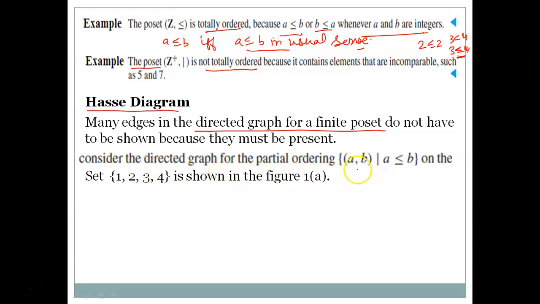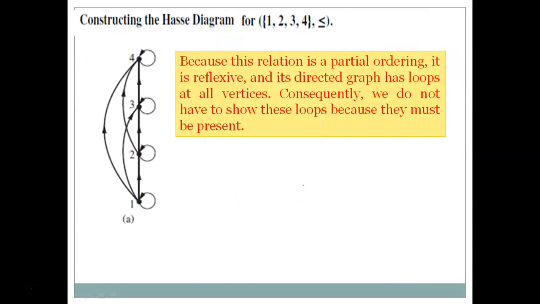Consider the directed graph for the partial ordering where A is related to B, that is, the pair A, B is in R, if and only if A is less than or equal to B, on the set 1, 2, 3, 4. That is shown in figure 1a. Here the set S is 1, 2, 3, 4, and we define the relation like this: A is related to B if and only if A is less than or equal to B in the usual sense.